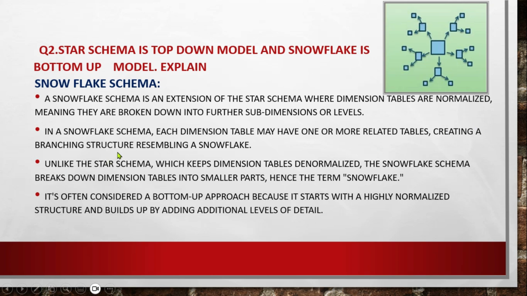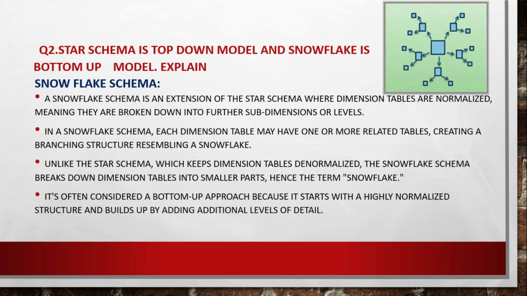Creating a branching structure resembling a snowflake. Unlike the star schema, which keeps the dimension table denormalized, the snowflake schema breaks down the dimension table into smaller parts. Hence, the term snowflake. Now, it is often considered a bottom-up approach because it starts with a highly normalized structure and builds up by adding additional levels of detail. So, it is called a bottom-up model.